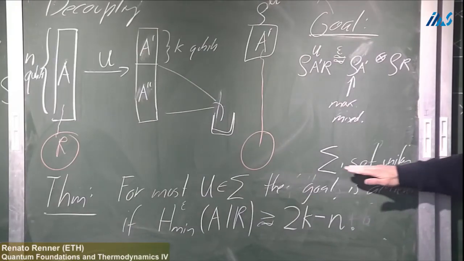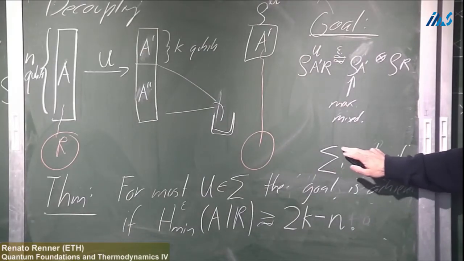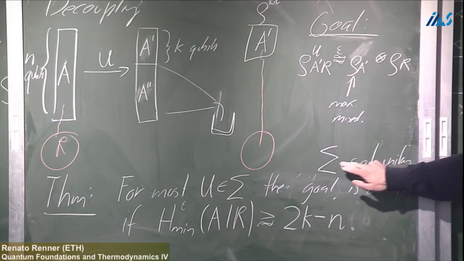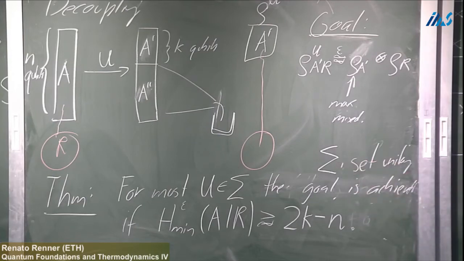So unfortunately, the best theorems we have are such that this sigma set is still relatively large, but not so large as to contain all unitaries. And the goal in research should be to make this set sigma smaller and smaller so that it only contains the actual unitaries that we know are actually physically realized. Yes?